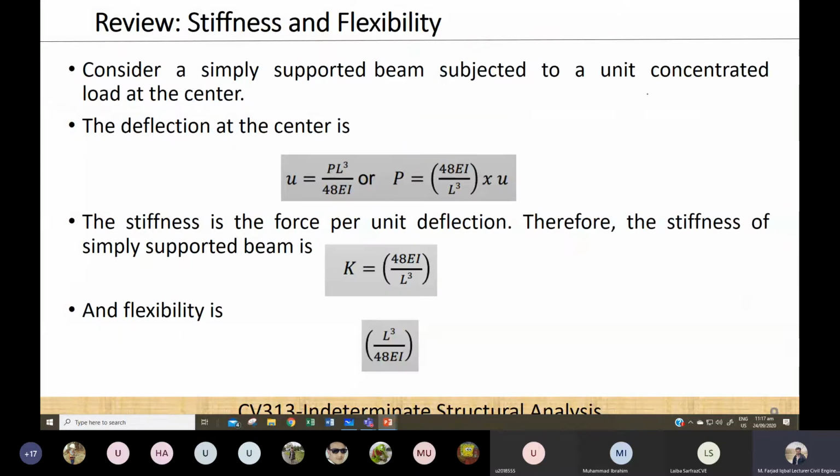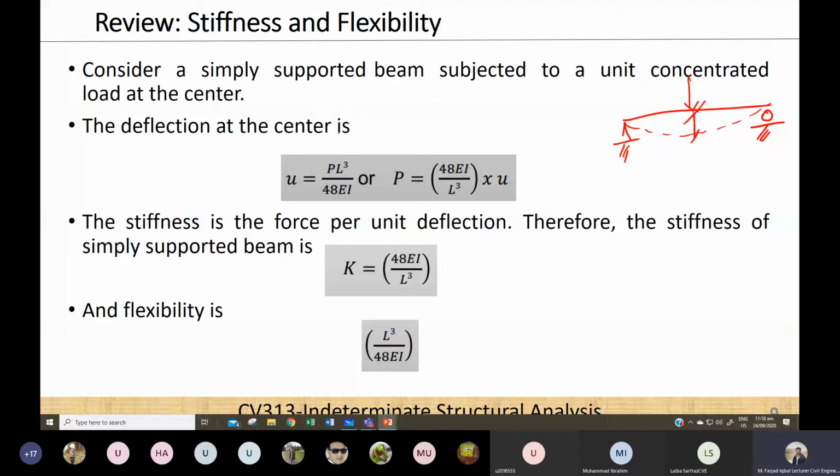Now, if we have a simply supported beam, let's say this beam on which a unit load or any kind of point load is acting. As a result of this load, there will be some deflection produced. In the previous methods that we have studied, Castigliano's theorem or the moment area theorem, we have developed the formulations for the deflection.